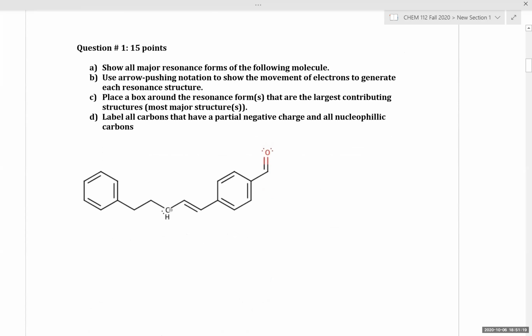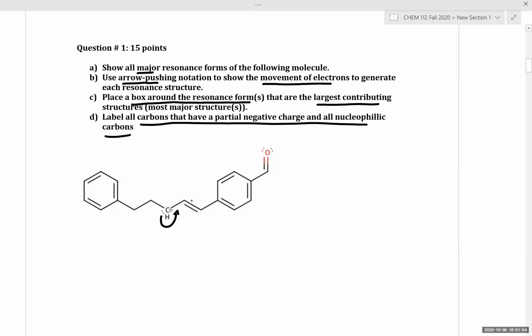Okay, so let's look at this first question. We're asked to show all major resonance structures. A main issue that I saw in the exam is students were drawing minor structures that weren't substantial contributors. We're asked to use arrow pushing notation to show the movement of electrons, and we're supposed to place a box around each resonance form that's the largest contributing structure. And then we have to label all carbons that have a partial negative charge and all nucleophilic carbons.